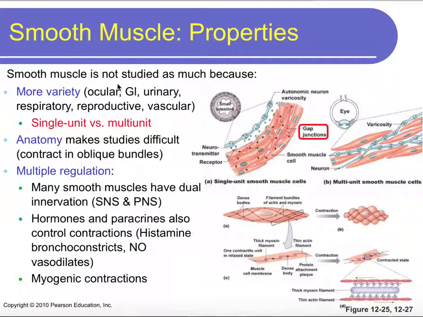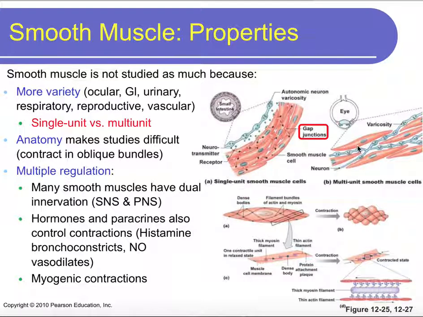So smooth muscle isn't studied as much, and there are some reasons for that. First is there's a lot of variety. For example, we have single unit versus multi-unit structure. If you look here in the small intestine, all of these smooth muscle fibers are connected to each other through gap junctions. As a result, they act like a single unit, right? So if you activate one or two, those depolarizations can spread from one to the other, so they can all work together like a single unit.